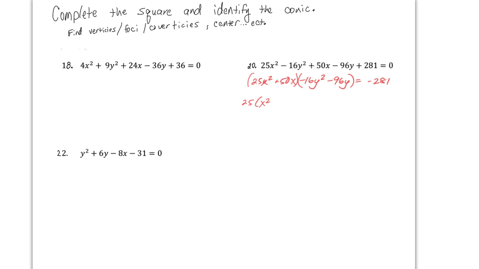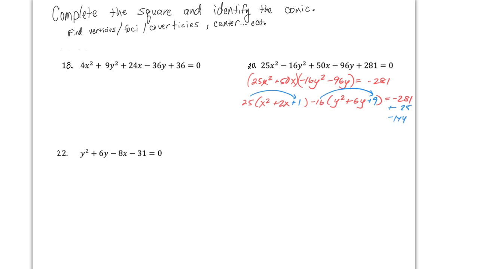Not the GCF, rather, the first term, sorry, the 25, the first coefficient. X squared plus 2x. And then I'm going to pull out the minus 16, which is going to leave me with y squared plus 6y equals negative 281. I'm going to take half of 2, which is 1. 1 squared is 1. 25 times 1 is 25. And then I'm going to take half of 6 and square that, so that's 9. And negative 16 times 9 is negative 144.